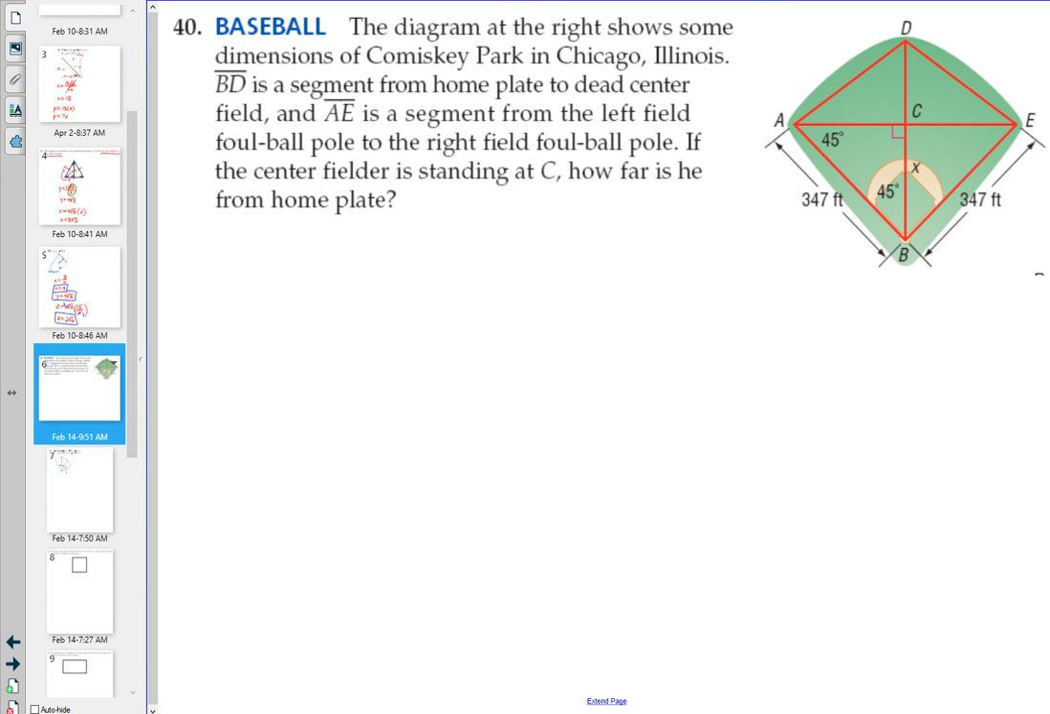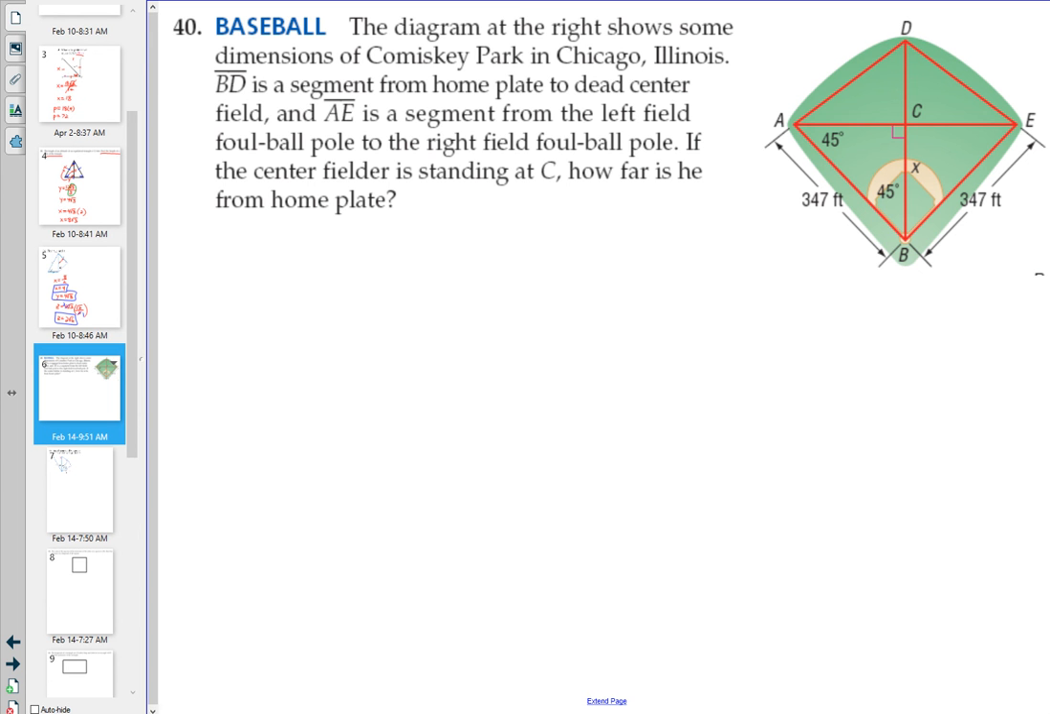Hey, look, it's a baseball field. Not just of any baseball field, it's the historic Comiskey Park in Chicago. So this diagram shows the dimensions of Comiskey Park. BD is a segment that goes from home plate to dead center field, from B to D. And AE is a segment that goes from the left field foul pole to the right field foul pole. If the center fielder is standing at C, how far is he from home plate?